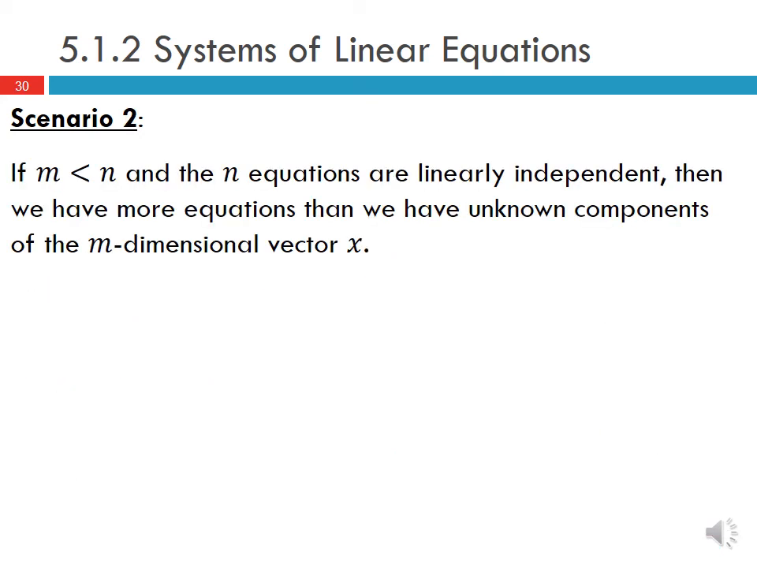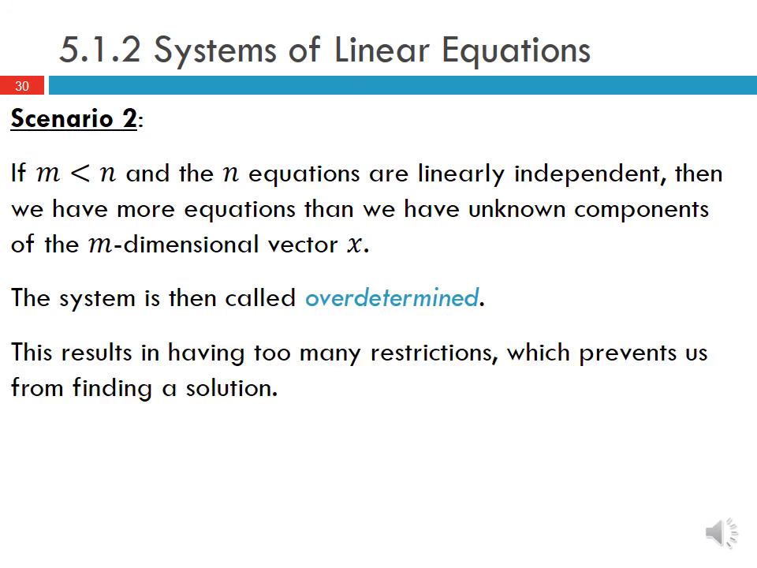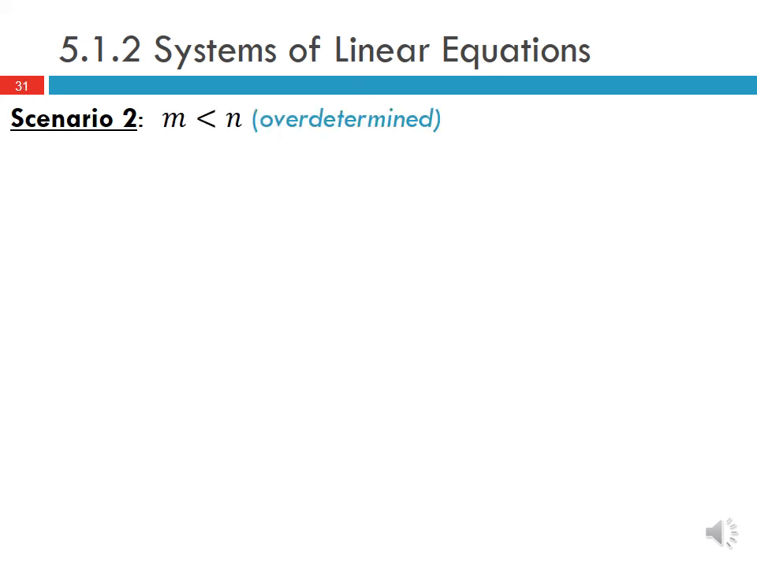Scenario 2 is if m is less than n. If the n equations are linearly independent, then we have more equations than we have unknown components of our m-dimensional vector x. So this system is called overdetermined. And this results in having too many restrictions, which prevents us from finding a solution. So let's see an example of m less than n.